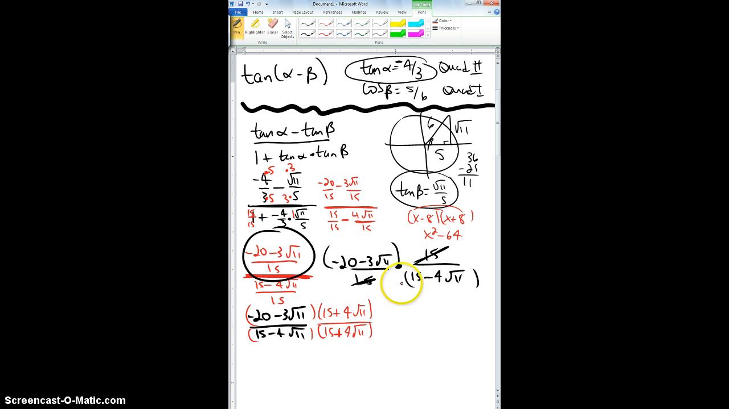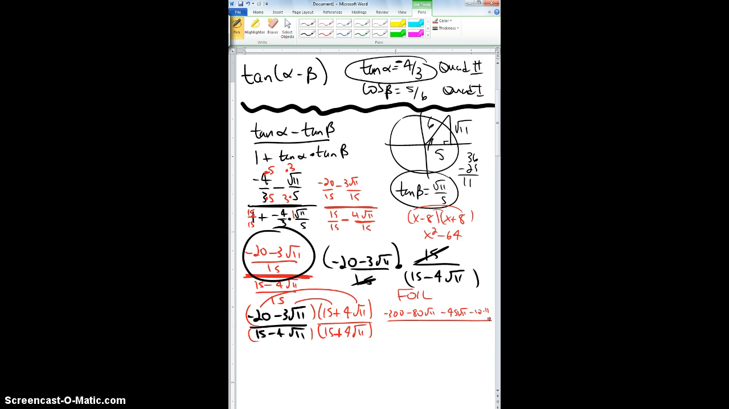All right, so now you're just going to do FOIL to multiply this out. So first you have a negative 300. Outside you get a negative 80 radical 11. Inside you get a negative 45 radical 11. And last you get a negative 12 times square root of 11 times square root of 11, which is the square root of 121, which is 11. Again, square root of 11 times square root of 11 is the square root of 11 squared, so the squaring and the square rooting cancel.